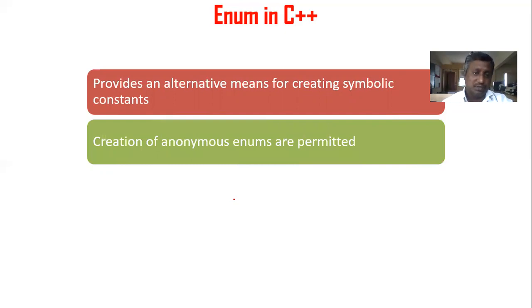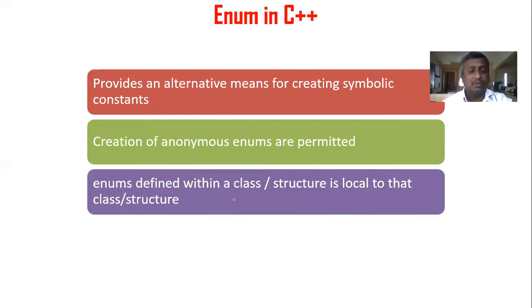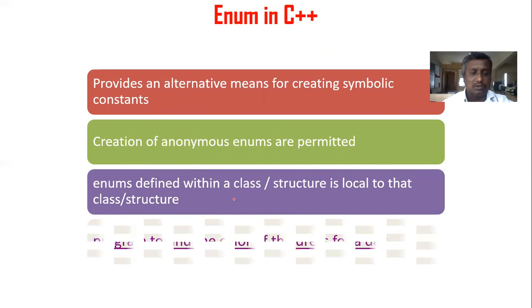You can also create anonymous enums, that means without specifying the names or data types we can specify the enum. And whenever we define an enum within a class, a structure, or a block, it is going to be a local one. Local means it's going to be seen only by that particular block.